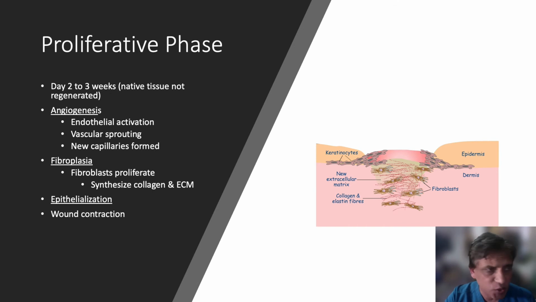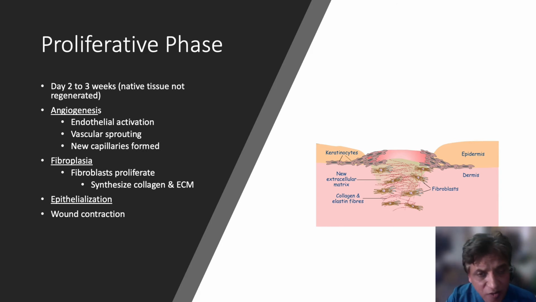So in the proliferative phase, you get what we call angiogenesis. Angiogenesis is formation of new blood vessels. So what happens is the capillaries that are at the edges of the wound sprout new blood vessels, which then migrate into the healing wound, helping to increase the vascularity and deliver nutrients and also migrating cells. The migrating cell type predominant in the proliferative phase is the fibroblast.